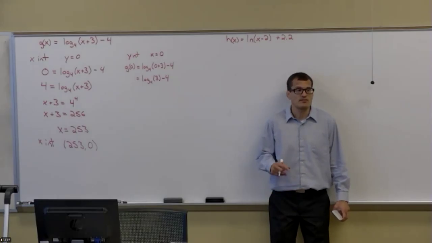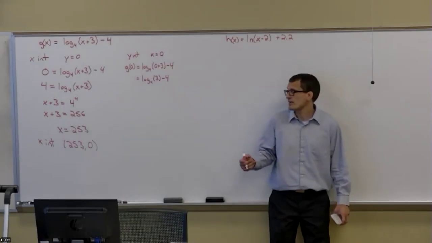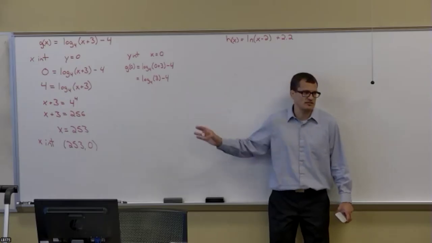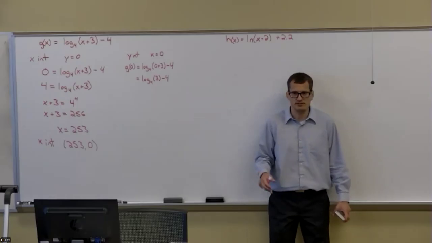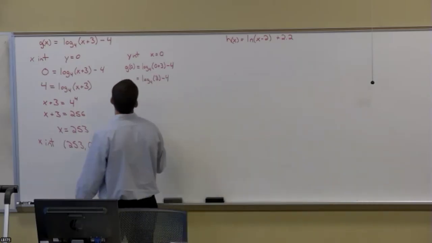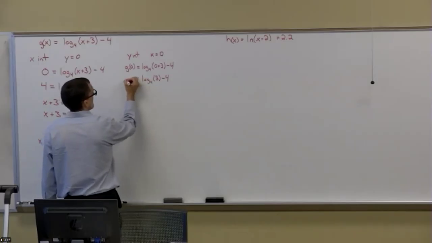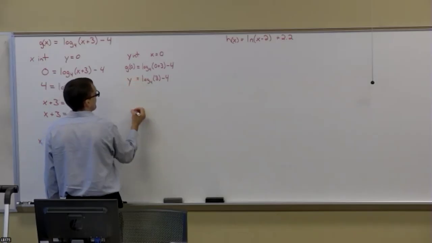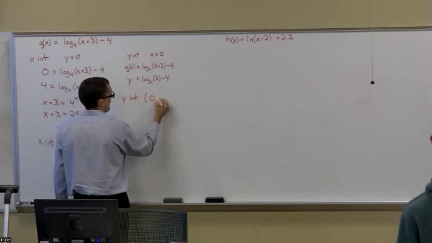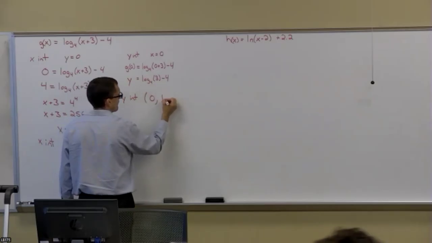Now again, in a little bit, hopefully today, maybe if not today, then definitely the next time, I'll show you how to get an approximation of that just using calculators. Type it into your calculator. But for right now, that's the y value of the y-intercept. So we have the y-intercept 0, comma, whatever this number is.